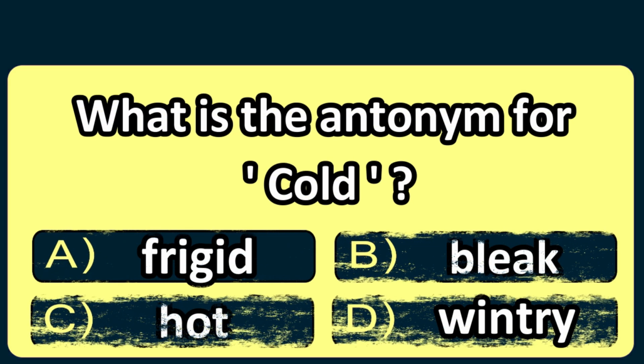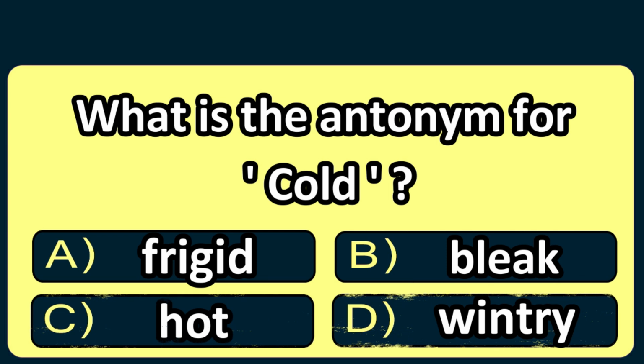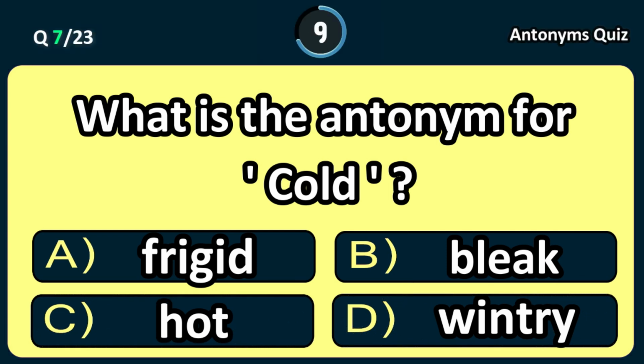Seven. What is the antonym for cold? A. Frigid. B. Bleak. C. Hot. D. Wintry.